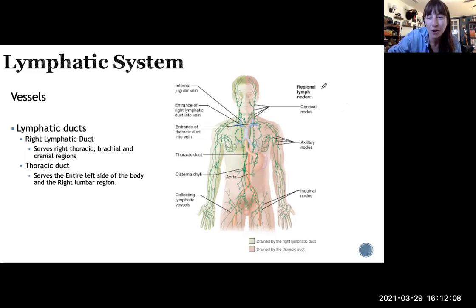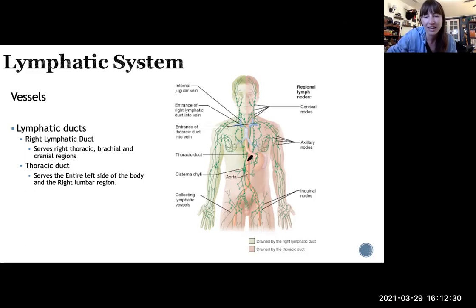Okay, so this is also showing you nodes here, but I want to point out the ducts. So your thoracic duct, which is the big one that takes the lymph from all over the rest of your body, is going to basically go to the cisterna chyli, or chyli.